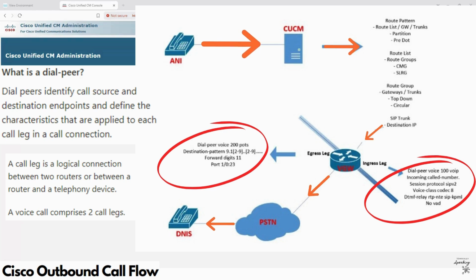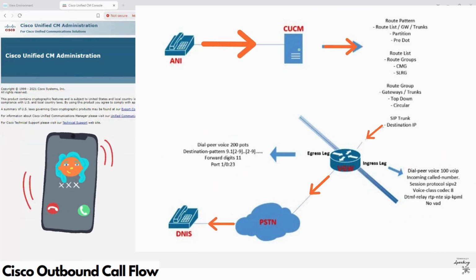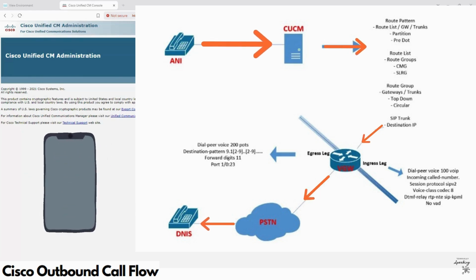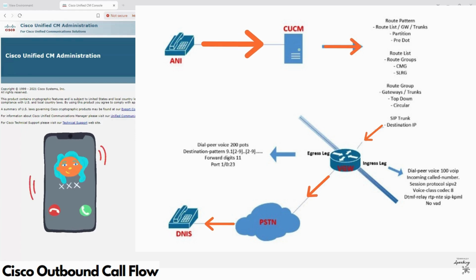All right. We know what a dial peer is: it identifies call source and destination endpoints and defines the characteristics that are applied to each call leg in a call connection. Now, a call leg is just a logical connection between two routers or between a router and a telephony side, like we have a PSTN. Okay? So if the call went through the ingress leg, the egress leg hits all the necessary settings, the call will be sent out to the PSTN and the PSTN will route to the DNIS, which is our target.